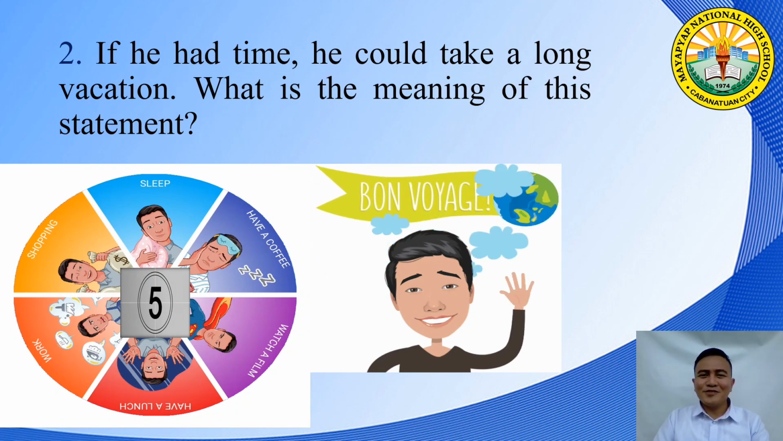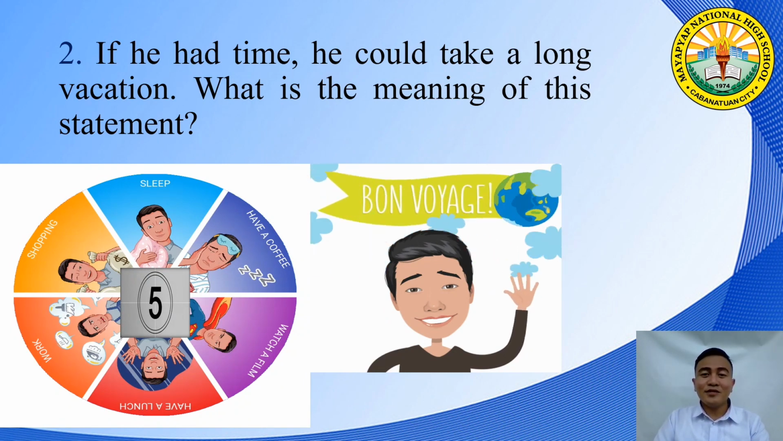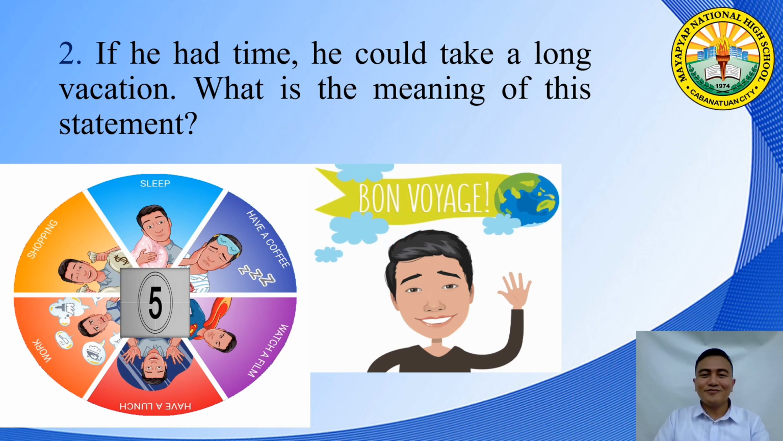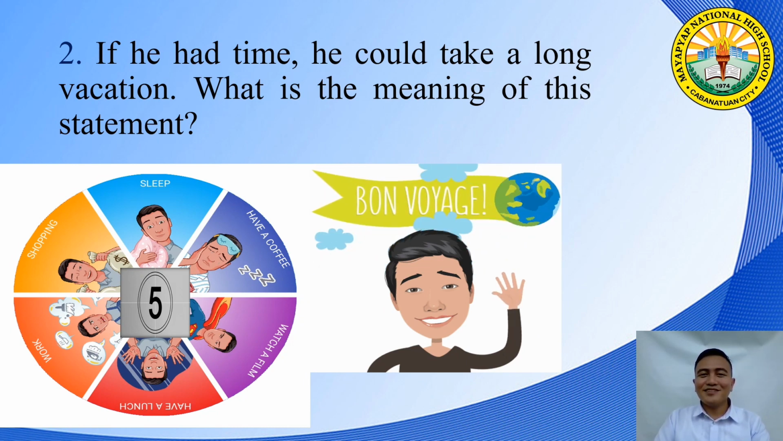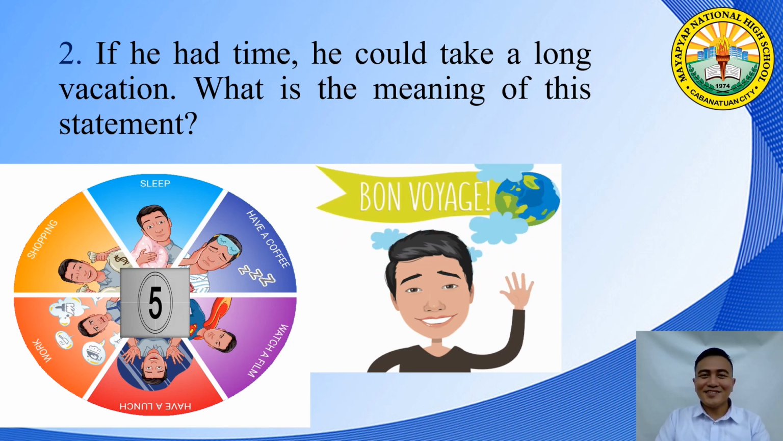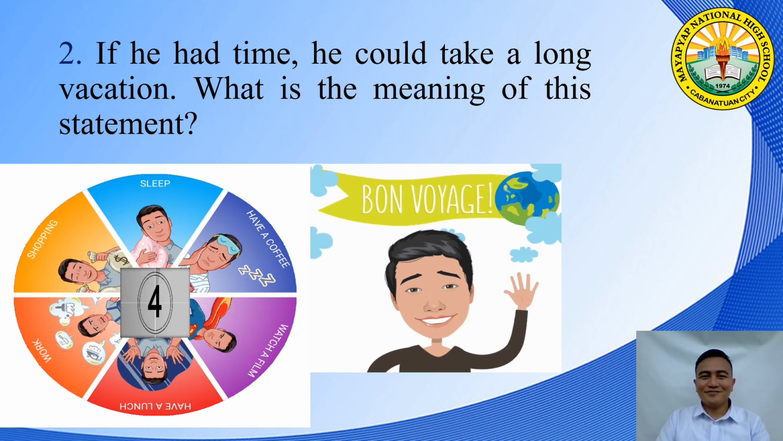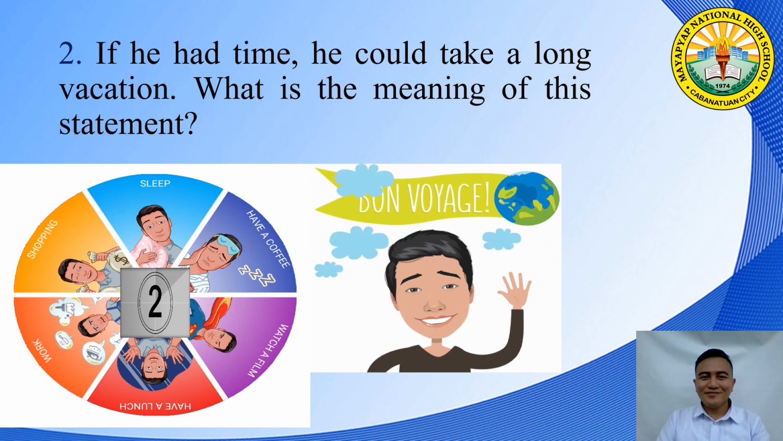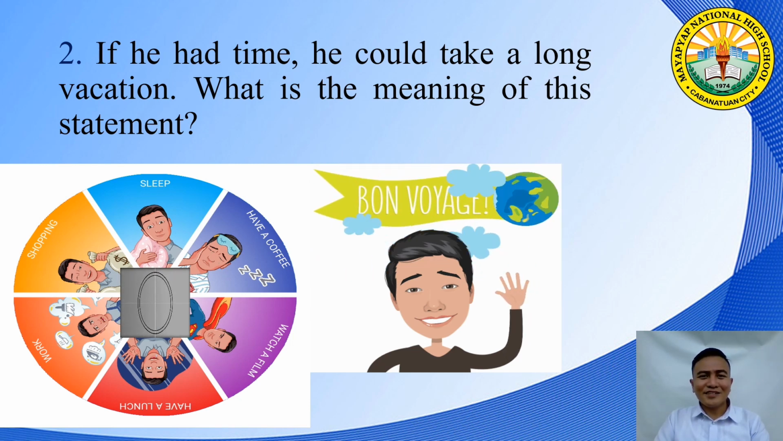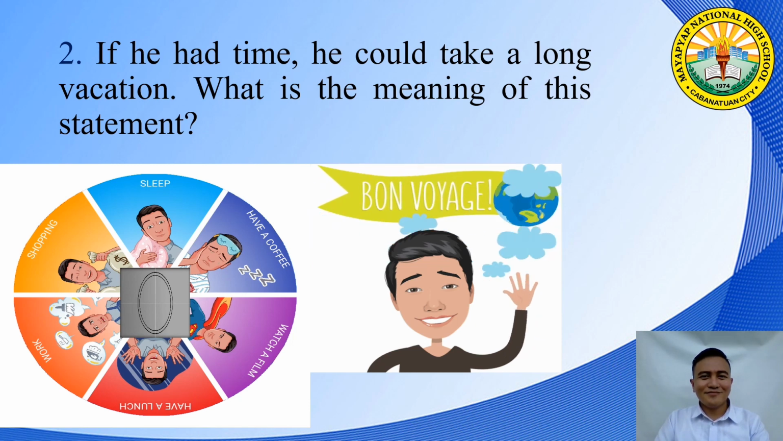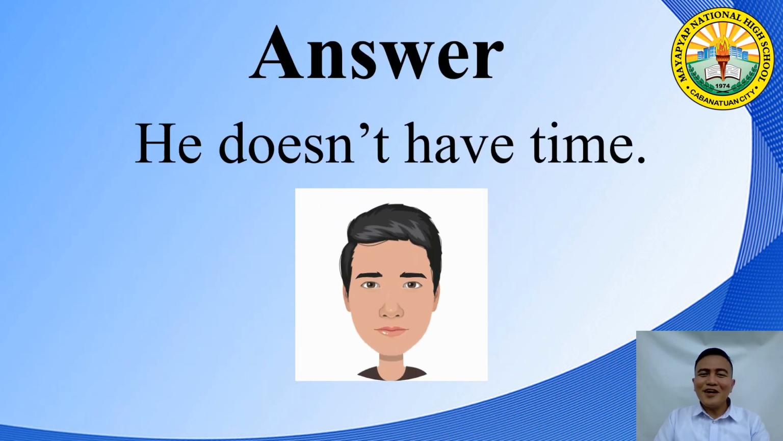The next question is, if he had time, he could take a long vacation. What is the meaning of this statement? Timer starts now. What do you think is the answer? Very good! The answer is, he doesn't have time.